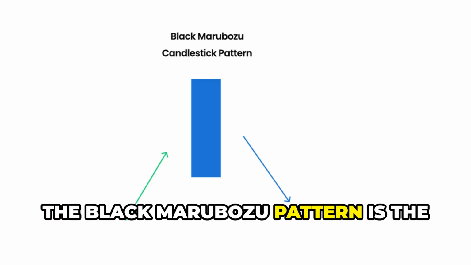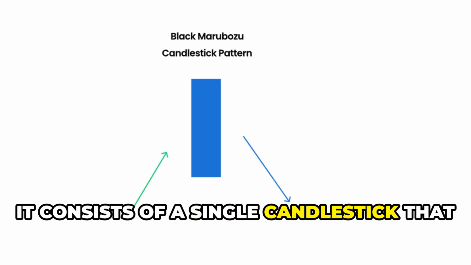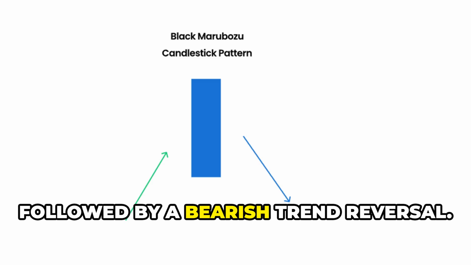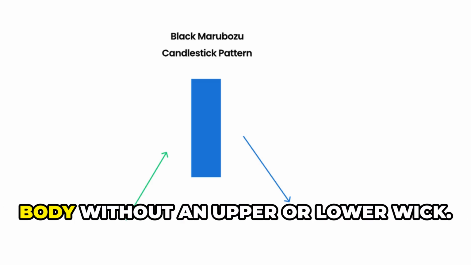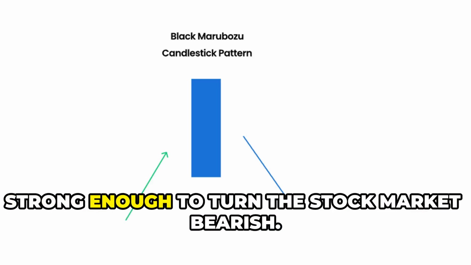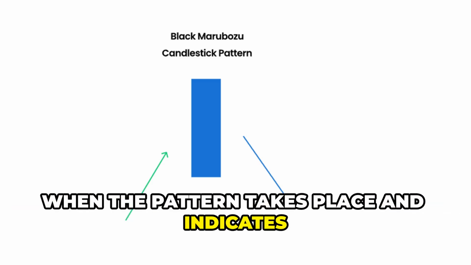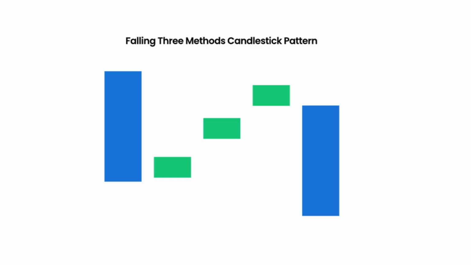The black Marubozu pattern is the opposite of a white Marubozu candlestick pattern. It consists of a single candlestick that is formed after a market uptrend takes place, followed by a bearish trend reversal. It also consists of a long bearish candle body without an upper or lower wick. The absence of the wick indicates that the selling pressure in the market is strong enough to turn the stock market bearish. It sends a cautious signal to the buyers when the pattern takes place and indicates to them to close their existing buying position to avoid losses.